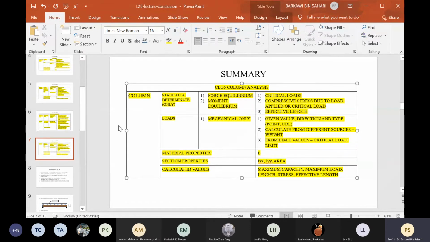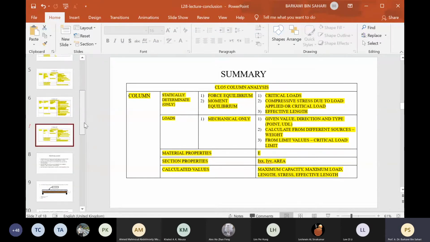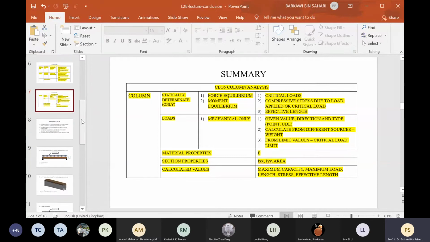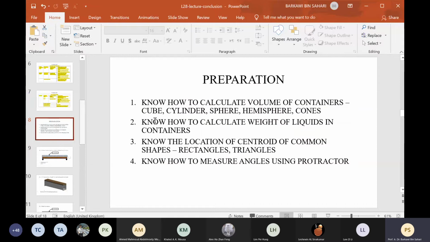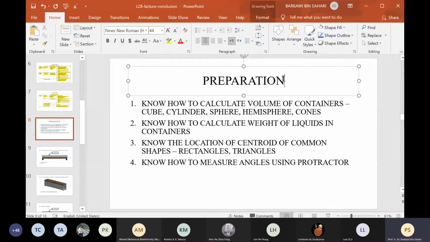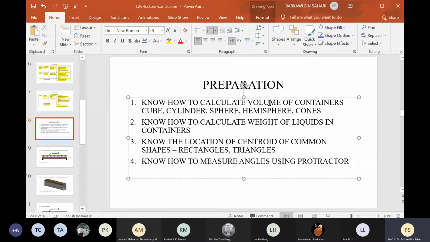Okay, so these are to summarize all this, that hopefully will help you in strategizing your studies. Now, preparation. This one is preparation in the coming 1 or 2 weeks, in terms of preparation for the final exam in particular, your assignment 2 also, and most importantly preparation for your final year and also your co-op, because in some situations your co-op is design based. Now make sure you familiarize yourself with calculating volume of containers.